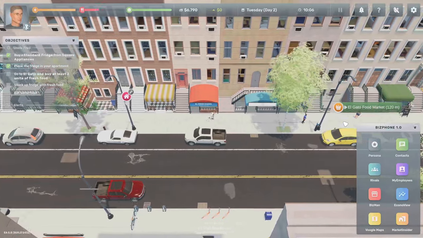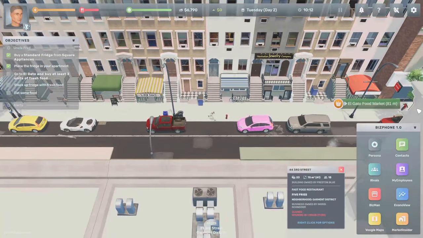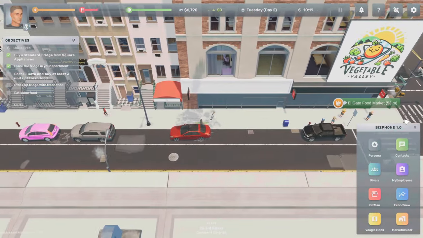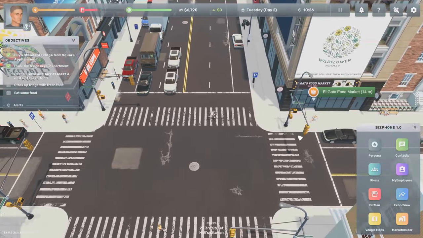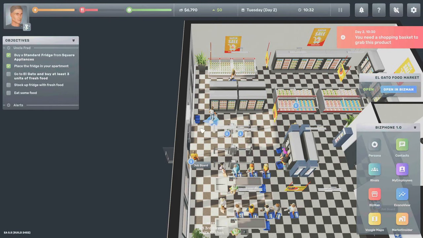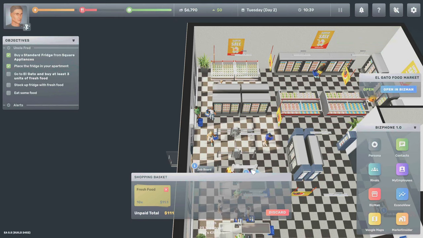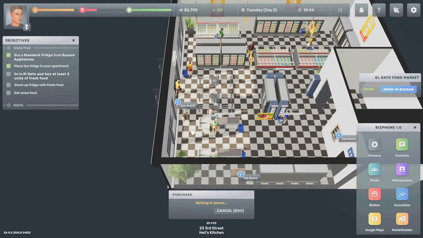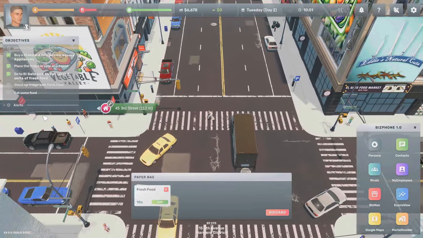Then we go to Elgato Food Market. Get that money. No, I don't want to go there. I don't want to go to Elgato anyway. It's okay, it's fine. Don't worry. Here we go, Elgato Food Market. Let's get inside. 1, 2, 3. Oh, I need a shopping basket. And then 1, 2, 3, 4, 5, 6, 7, 8, 10. I will just get 10 of them, just to be sure. Place the order. Yes, there we go. And we are going back home. Stock it up with fresh food and eat some food.